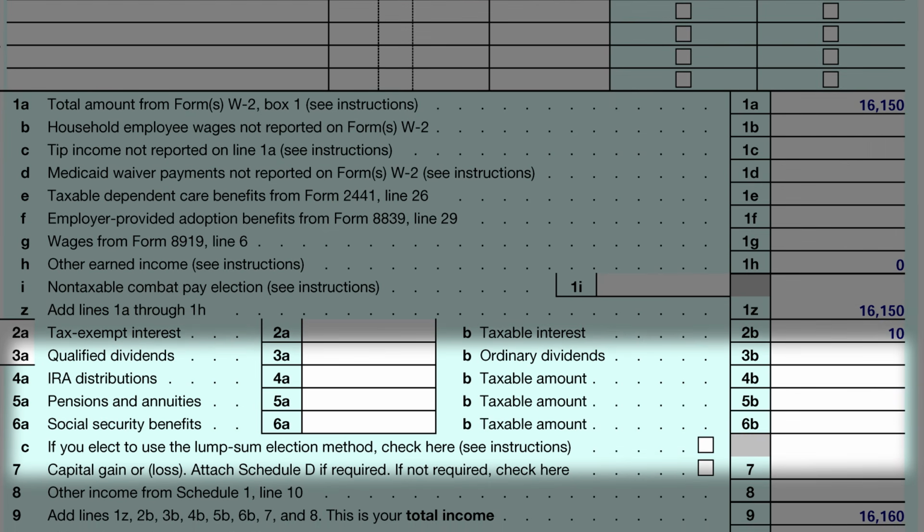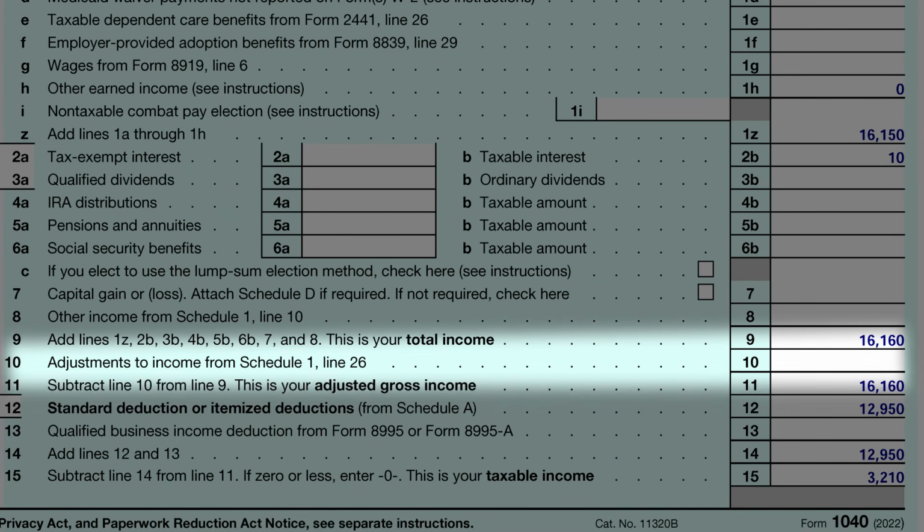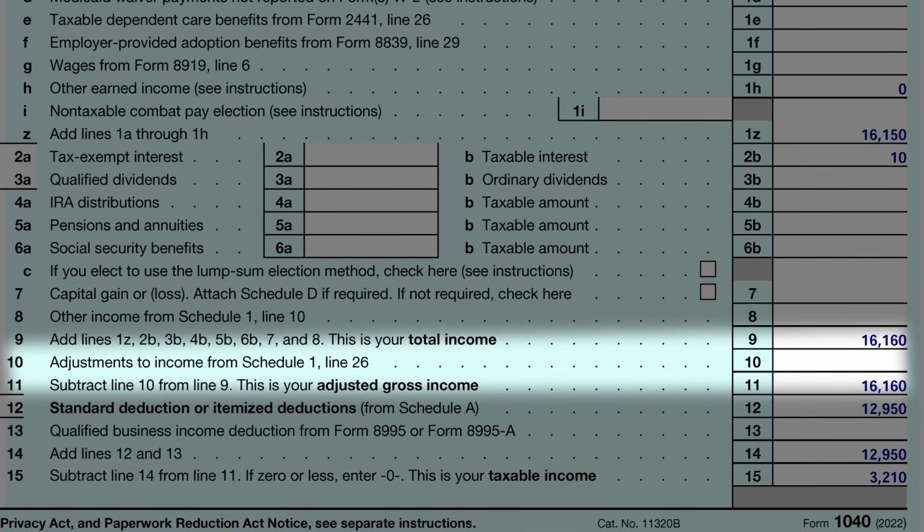The next section includes several types of income, including capital gains. A capital gain or loss refers to the difference between the cost of an asset and the amount received from its sale. When an asset is sold for more than its cost, the difference is referred to as a capital gain. Conversely, when an asset is sold for less than its cost, the difference is referred to as a capital loss. There are several types of capital assets, such as stocks, bonds, real estate, and collectibles. John, however, had no capital gains or other sources of income, so he added the lines to calculate his total income. He also had no adjustments, so that amount was also his adjusted gross income.